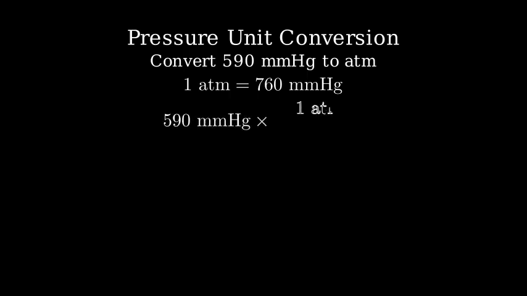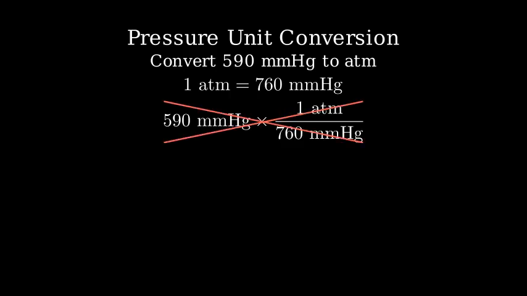We can set up our conversion as a fraction to cancel out units. We'll start with 590 millimeters of mercury and multiply by the conversion factor of 1 atmosphere over 760 millimeters of mercury. Notice how the units of millimeters of mercury cancel out on top and bottom, leaving us with atmospheres as our final unit. Now, we just need to divide 590 by 760.